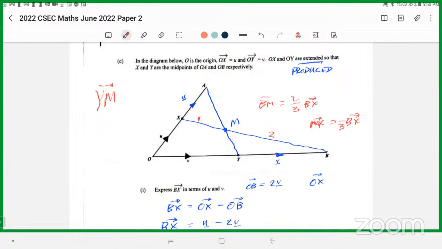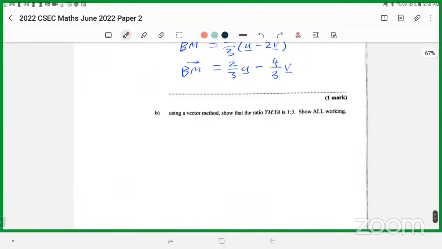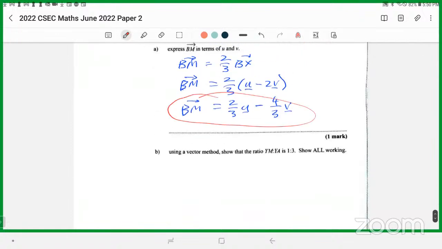Continue. You can go YB and then BM. Exactly. And it makes sense to go that route because they just asked us for BM. So you want to use it. They just asked you for BM, you know. See it here? So you want to use it.